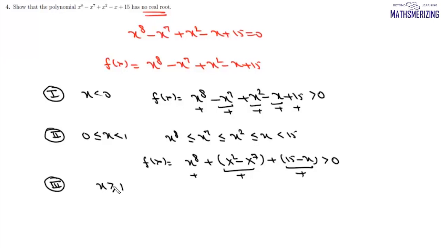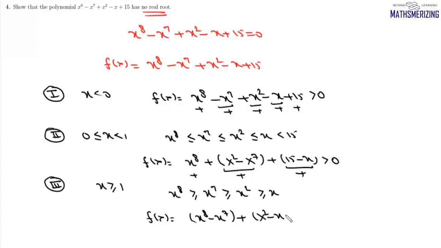Now if x is greater than or equal to 1, then in that case x to the power 8 will be greater than or equal to x to the power 7, which will be greater than or equal to x square, which will be greater than or equal to x. Now we can write this f(x) as x to the power 8 minus x to the power 7 plus x square minus x plus 15. Now this is positive, and this is positive. That means it is greater than 0.